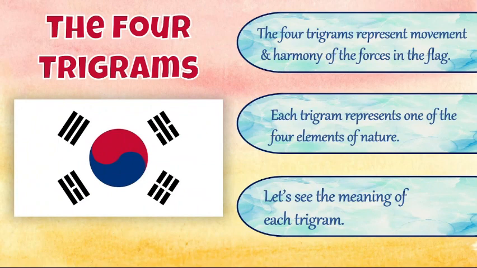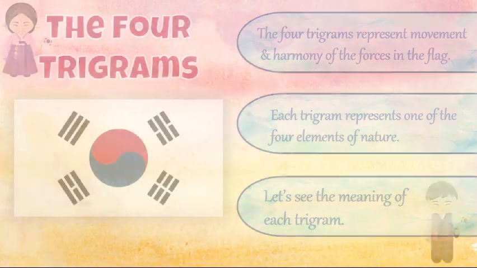Now comes the next part, and that is the 4 trigrams. They represent movement and harmony of the forces in the flag, and each trigram represents one of the 4 elements of nature. Okay, so let's talk about the meaning of each trigram individually.